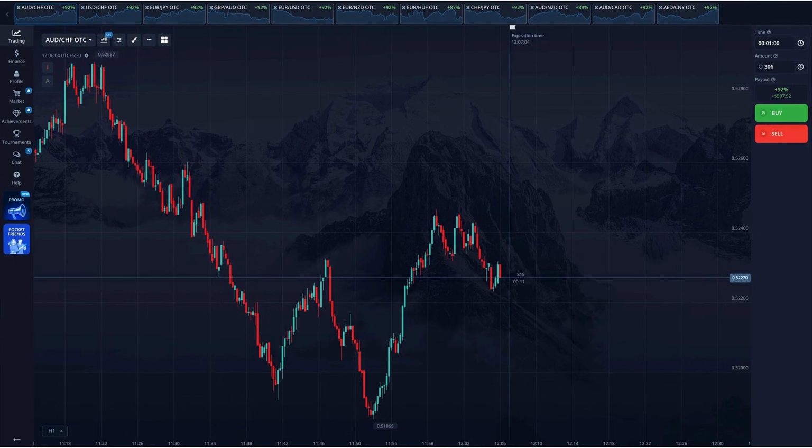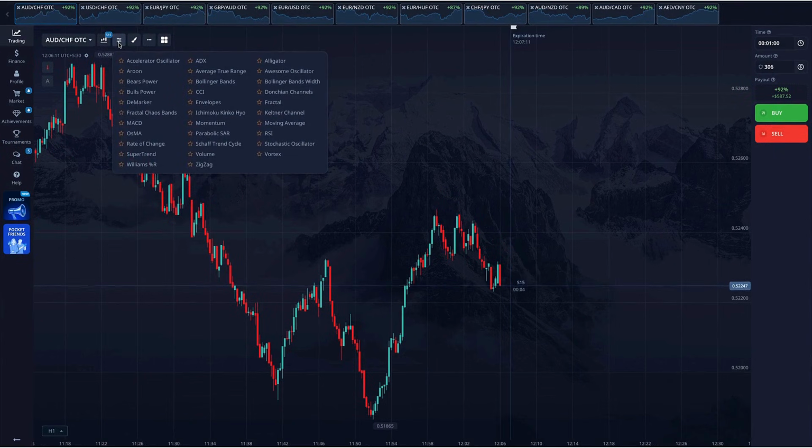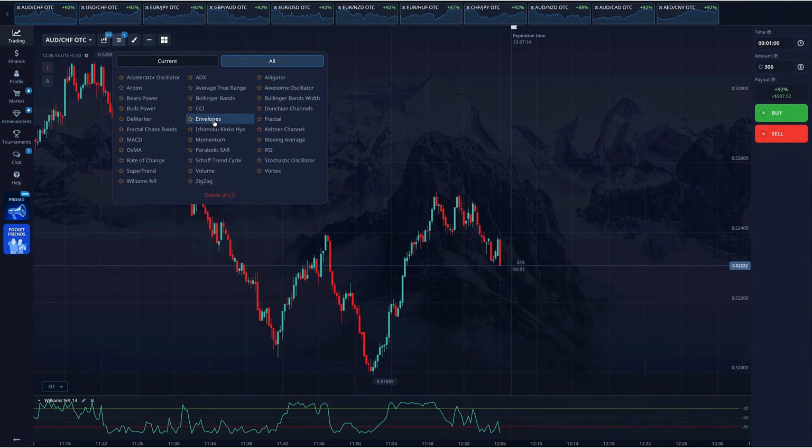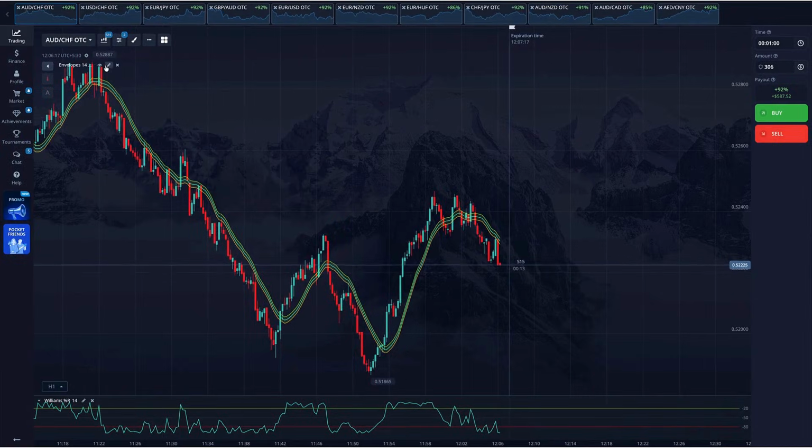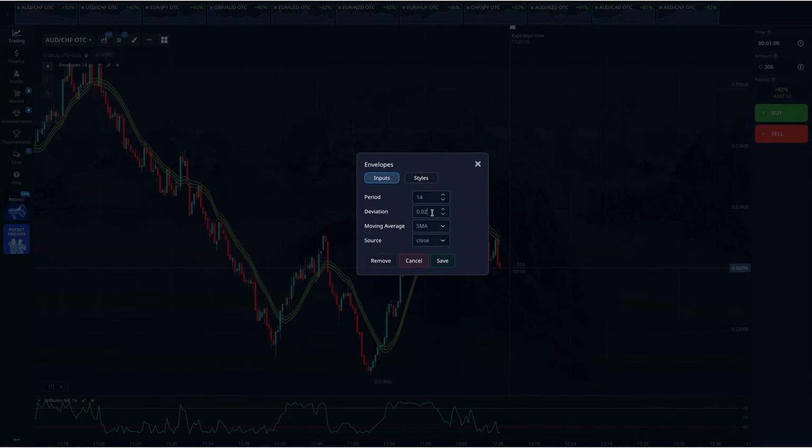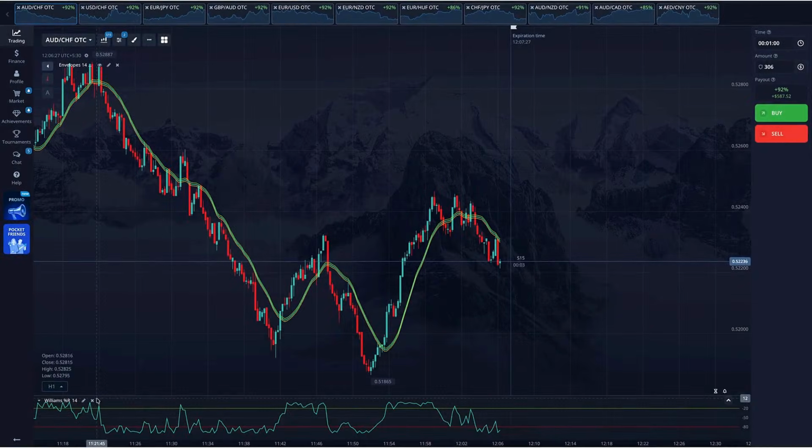Let's build the engine. Open your Pocket Option chart. Candles, 15 seconds. Expiry, 1 minute. Go to your indicator tab and select Envelopes. Change the period to 14. Change the deviation to 0.1%. Make the lines bright. These are the boundaries the price is about to break.